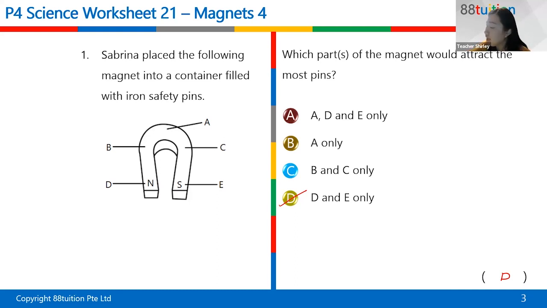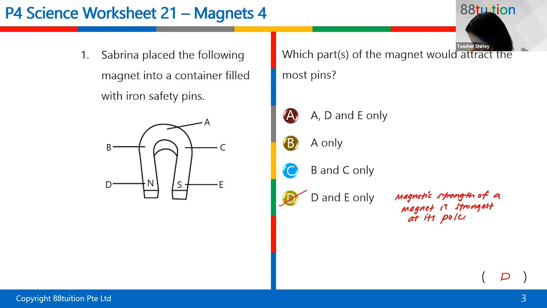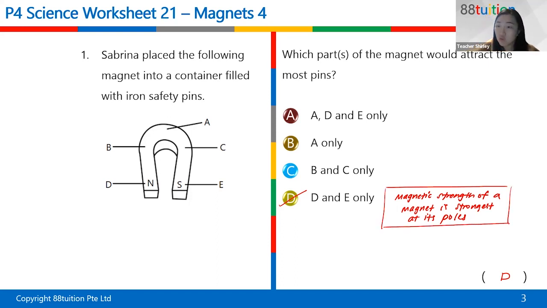Okay, well done. So the underlying concept for this question is that the magnetic strength of a magnet is strongest at its poles. So basically, this is the underlying concept, why this is the answer. The magnetic strength of a magnet is the strongest at its poles.